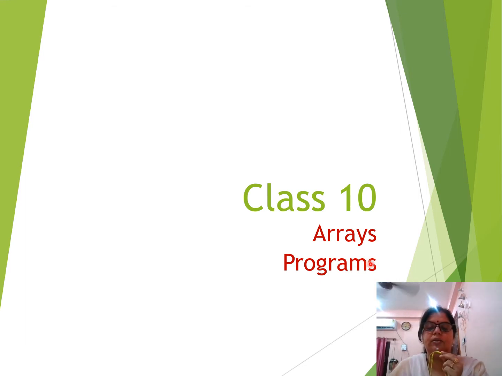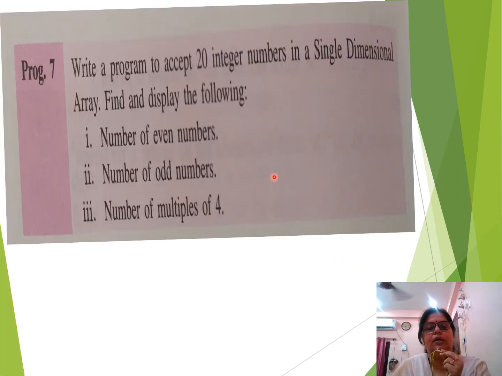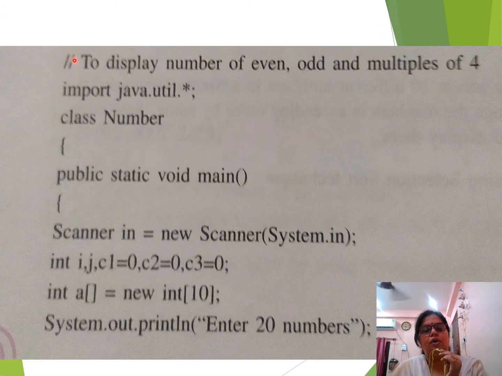Okay, now we are going to do extra programs on arrays. See, first we are going to write a program to accept 20 integers in a single dimension array, and we have to display the number of even numbers, number of odd numbers and number of multiples of 4. This is your line comment here. With the scanner we are going to make the input. Here 10 integers are there, but we have to input 20 numbers, so make it 20. It is a misprint, it is not 10, it is 20.